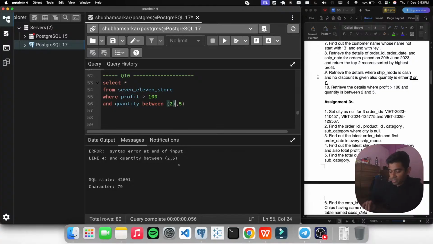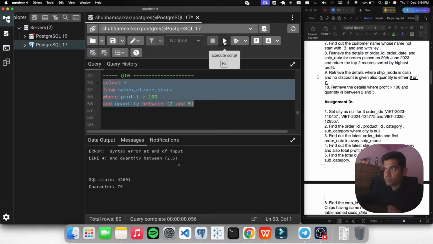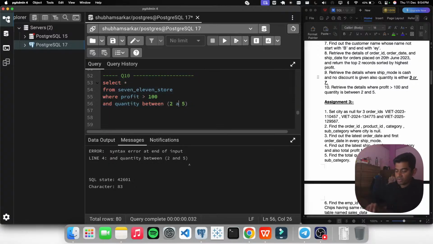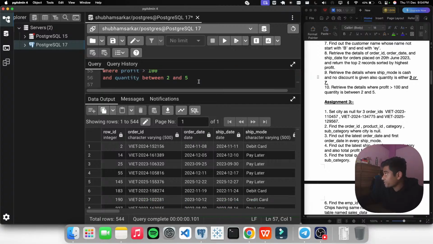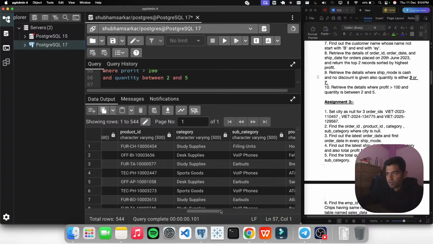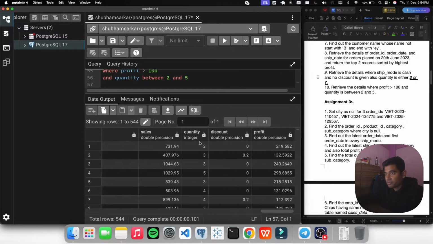Quantity, no, it cannot be like that. Quantity between this, can we write like this? Let us see. Can we write like this? No, we cannot write like this as well. Let's see, can we write like, okay, we can write like that. Quantity between 2 and 5. So let's see what output we get. So we have a proper quantity as well as profit.